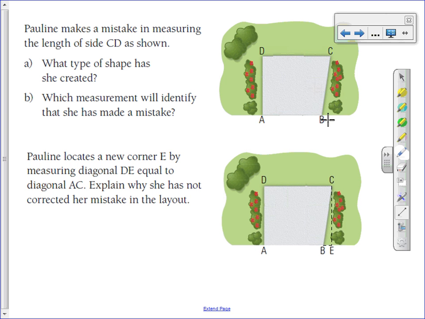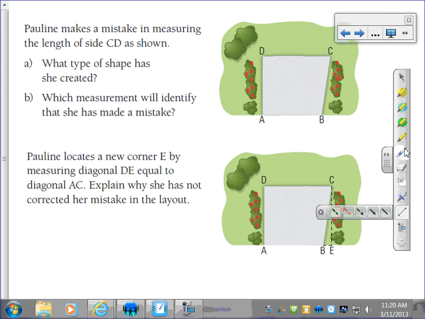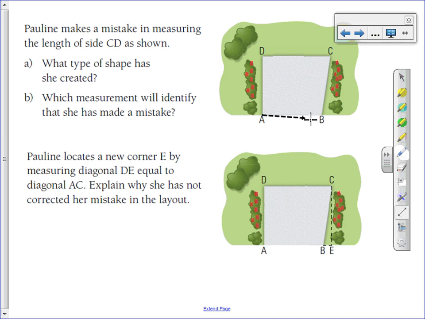There are different types of quadrilaterals, and we can see that this DCAB quadrilateral is not a square, it's not a rectangle. Anytime you have a quadrilateral that has two sides that are parallel, and in this case the two sides that are parallel are AB and DC, it is called a trapezoid. And you'll explore some of these as the unit goes on.